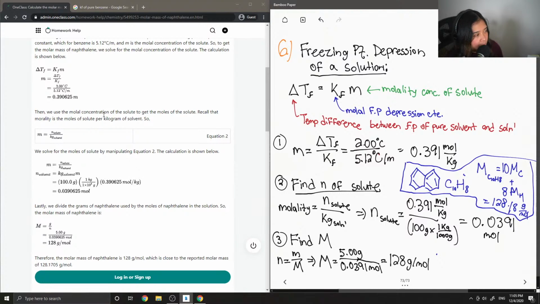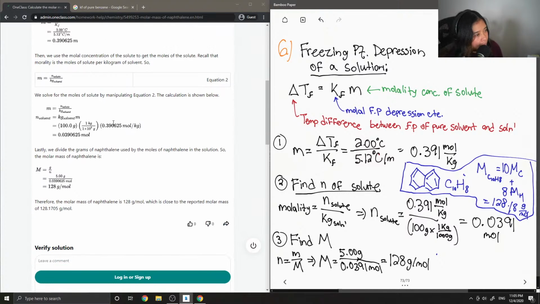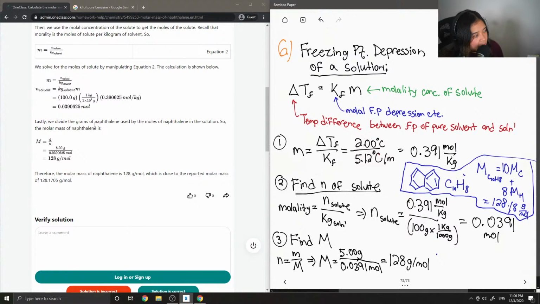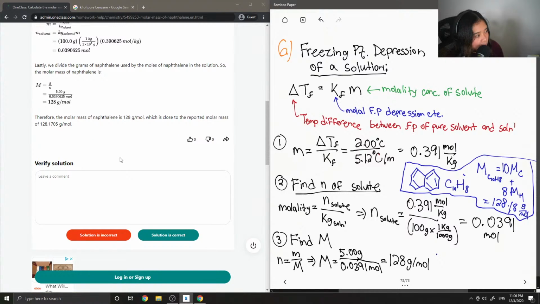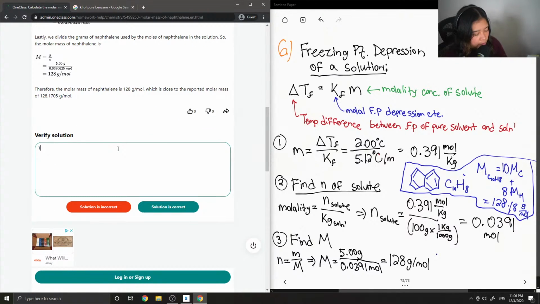Then we use the molal concentration to get the moles of the solute. Recall that molality is the moles of solute per kilogram of solvent. Okay, so they also got 0.039 moles. Lastly, we divide the grams of naphthalene used by the moles of naphthalene in the solution. So the molar mass of naphthalene is 128. Yep, so this solution is correct.